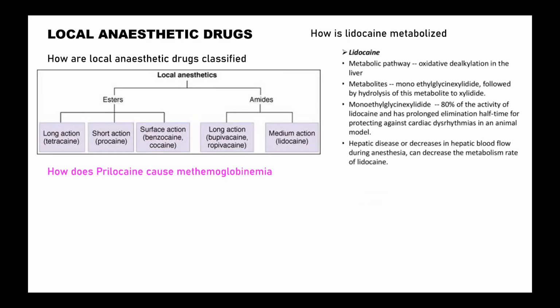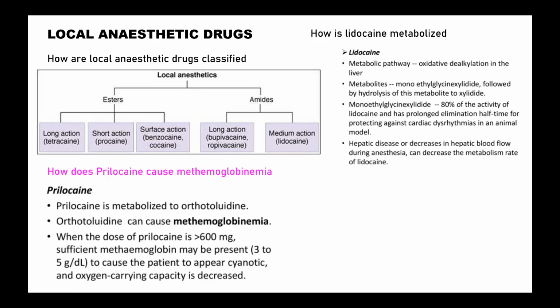How does prilocaine cause methemoglobinemia? It is because it is metabolized to orthotoluidine. Orthotoluidine can cause methemoglobinemia. When the dose of prilocaine is more than 600 milligrams, sufficient methemoglobin may be present to cause the patient to appear cyanotic and oxygen carrying capacity is decreased.